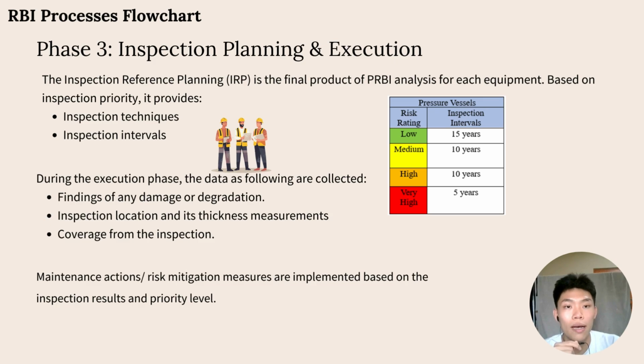The third phase of RBI is inspection planning and execution. Once the risk assessment is completed, this step involves developing a detailed plan for inspecting the equipment and executing the planned inspections. The Inspection Reference Planning (IRP) defines the coverage of inspection, the inspection techniques, and the inspection intervals. High-risk items are prioritized for more frequent inspection, while lower-risk items may undergo less intensive checks, reducing unnecessary downtime and costs.